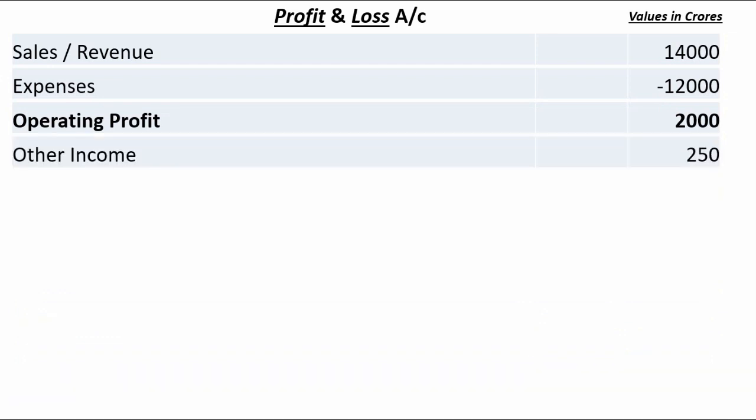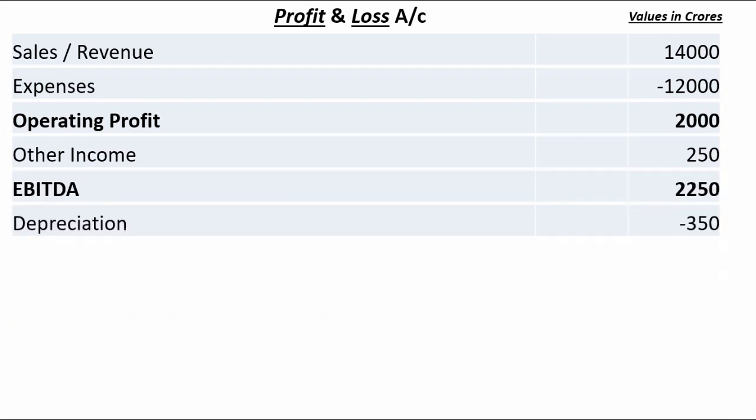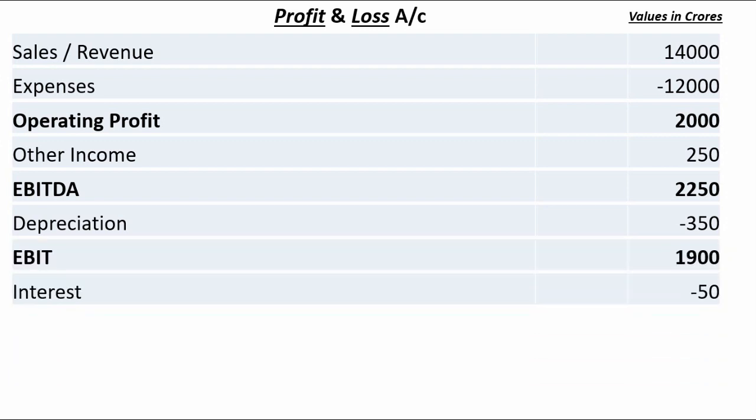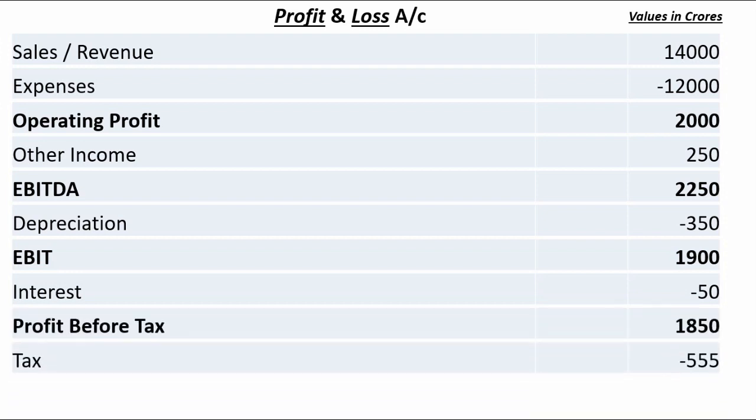Other than the operating profit, the company may also earn other income through different sources like investments or bank fixed deposits or even mutual fund investments. The company charges depreciation on its fixed assets to the P&L account every year, which is a non-cash expense. If the company has any borrowings, then it needs to pay interest on that borrowing. Finally, the company pays taxes and we get the profit after tax value or the net profit.